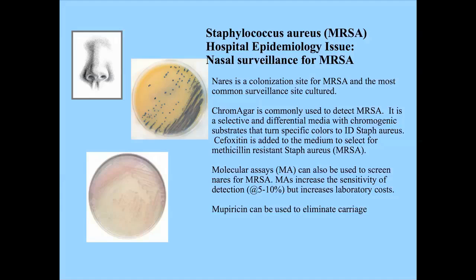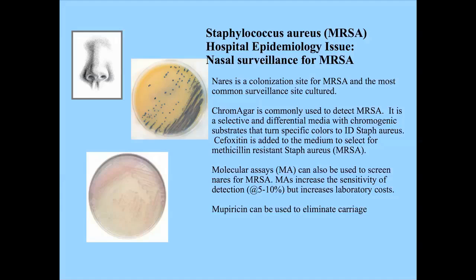The most common thing that is done is to use what's called chrome agar. Chrome agars are selective and differential media that contain chromogenic substrates, and they will turn specific colors if Staph aureus is grown on the media. So there's two types of media shown in this picture. One company's media, Staph aureus, turns blue, and the other, Staph aureus, turns a mauve or pink color.